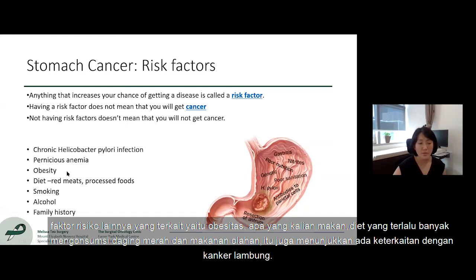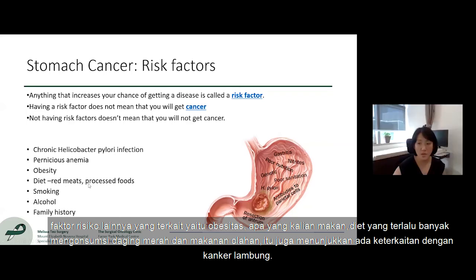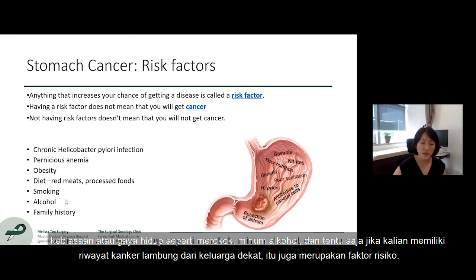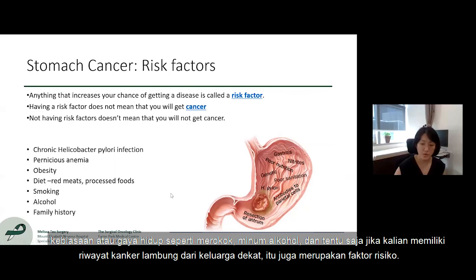Other risk factors would be things like obesity. What you eat. If you have a diet that is very high in red meats and processed foods, that has been shown to also be associated with stomach cancers. And lifestyle habits like smoking, alcohol, and of course, if you have a very strong family history with a first-degree relative that has stomach cancers, that is also a risk factor.